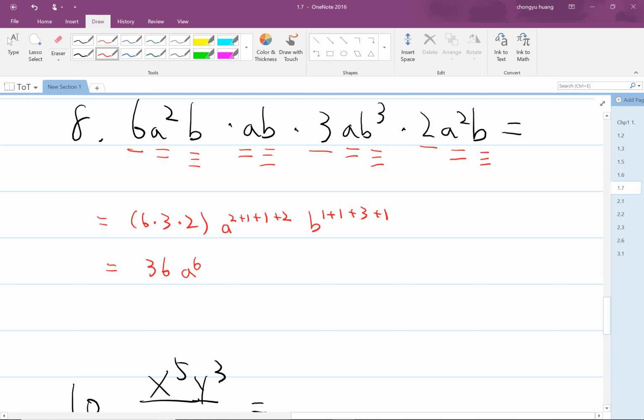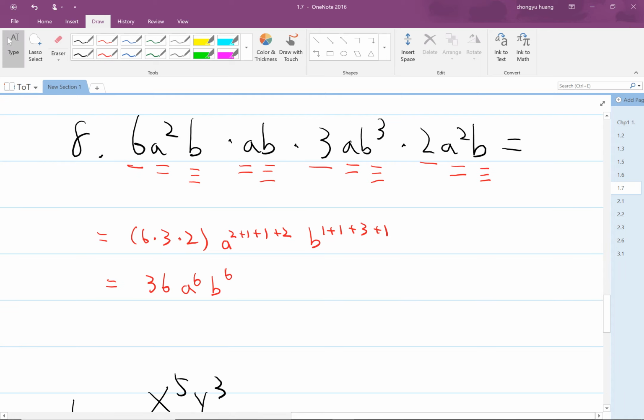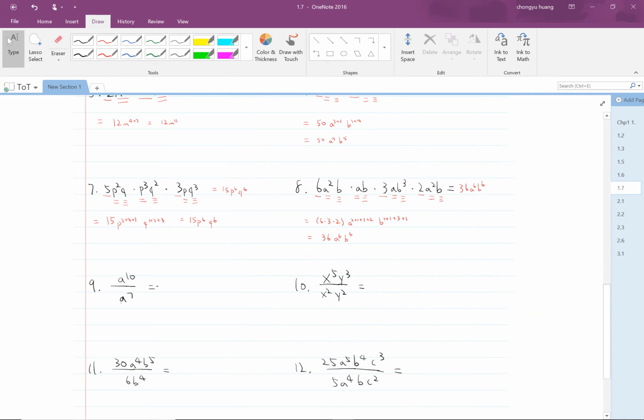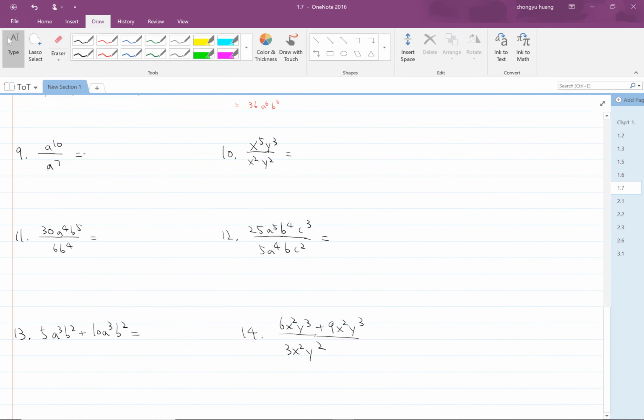And then what about b? b is 1 plus 1 equal to 2, 2 plus 3 is equal to 5, 5 plus 1 equal to 6. So the final solution for this question is 36, a to the power 6, b to the power 6. There are not many questions left.